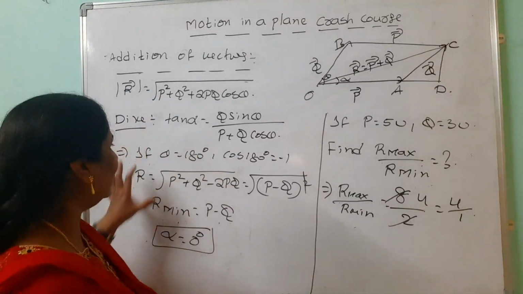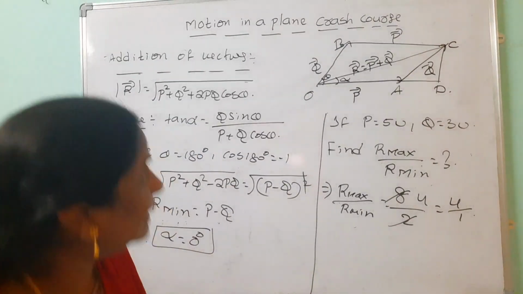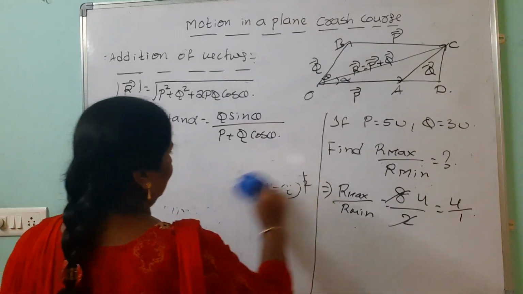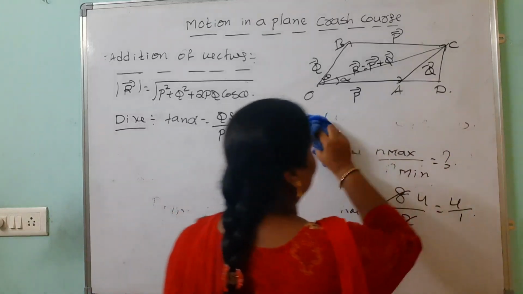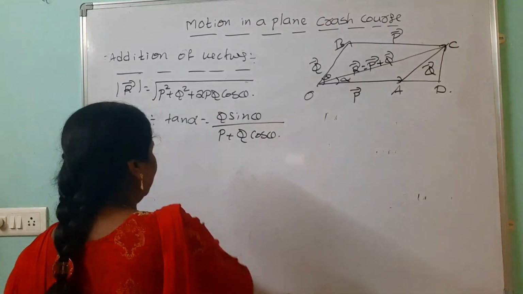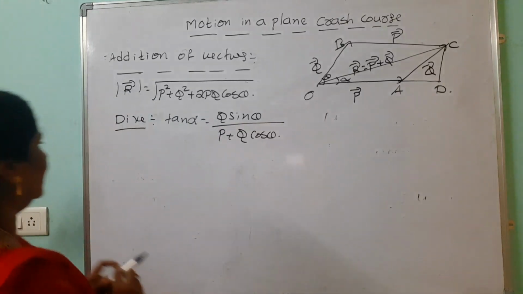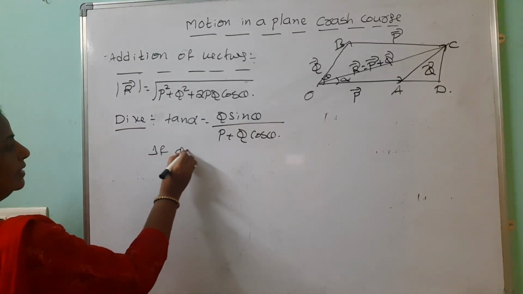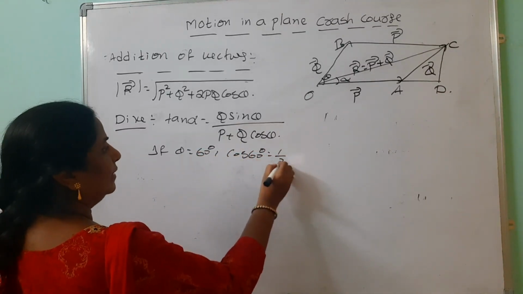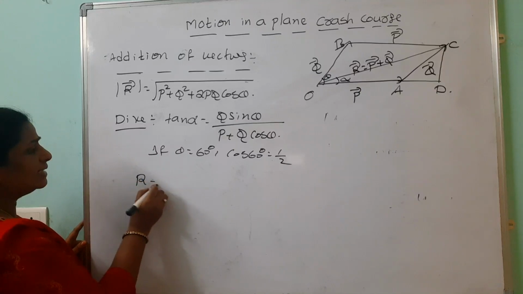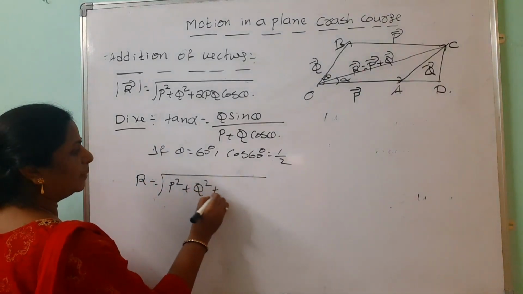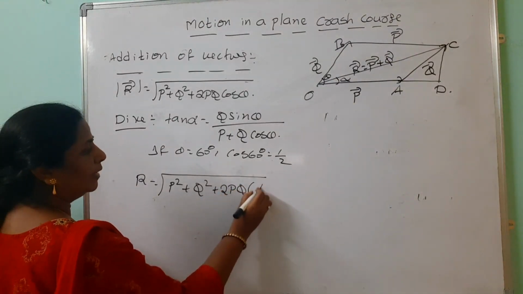So this is about when theta is 180 degrees. Suppose theta equals 60 degrees. They will sometimes mention an equilateral triangle, P bar, Q bar, that resultant R. Equilateral means you can immediately take it as 60 degrees. See, if theta equals 60 degrees, you know that cos 60 is how much? 1 by 2. So resultant is how much? Under root P square plus Q square plus 2PQ times 1 by 2.